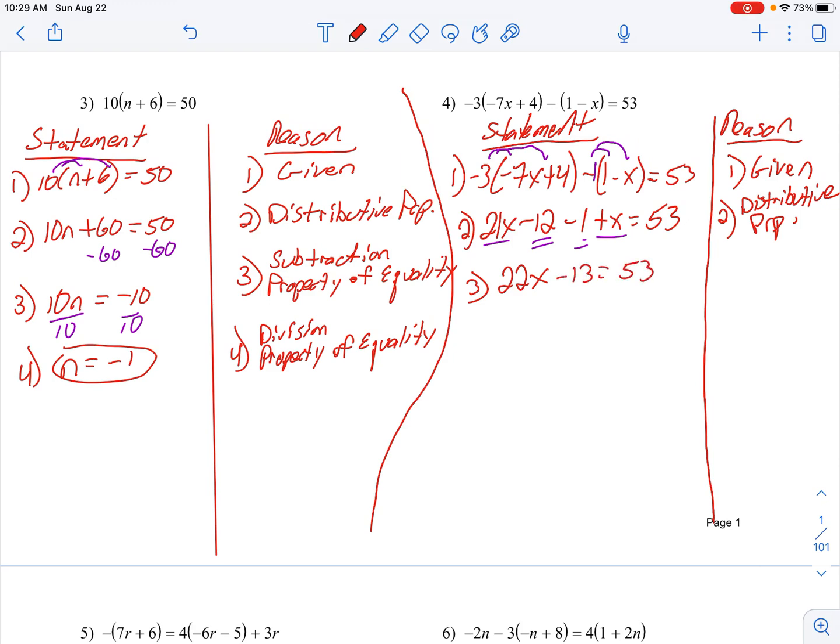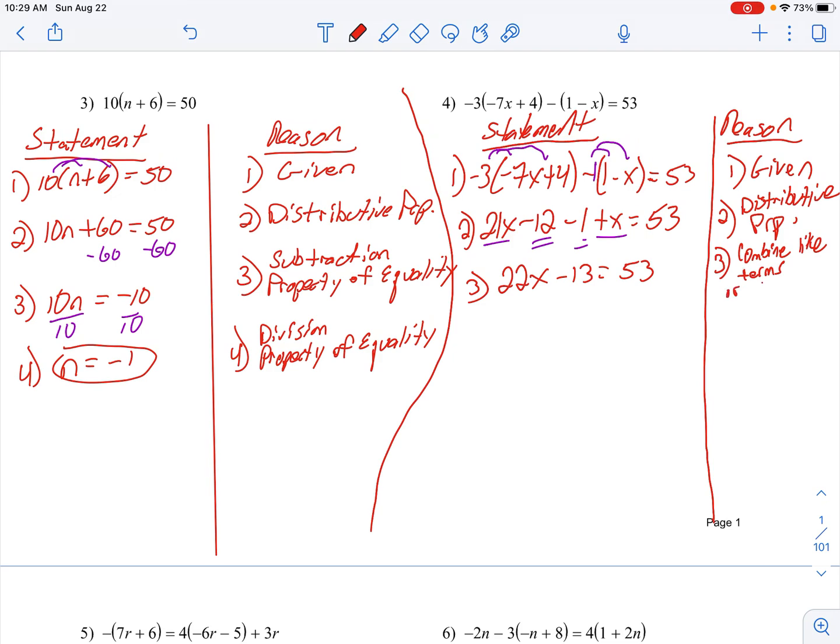Once you've cleaned up that equation a bit, we start getting what we call a two-step equation, and we have two steps left to go. We're going to add 13 and divide by 22. Now for my reason though, to fill that out, we have two ways we can go. We can say literally just, hey, combine like terms. That is completely fine. Combine like terms is fine as a justification there, a reason.